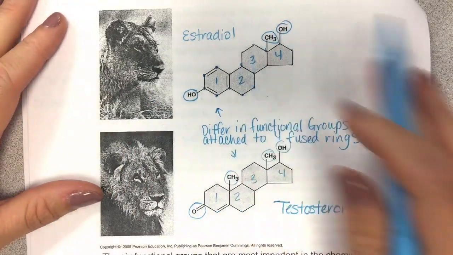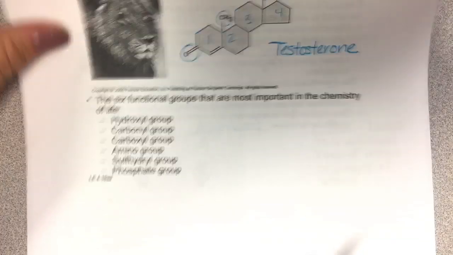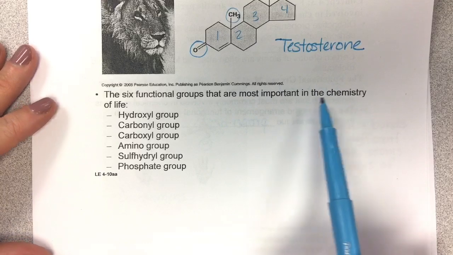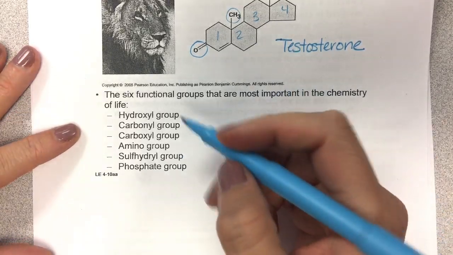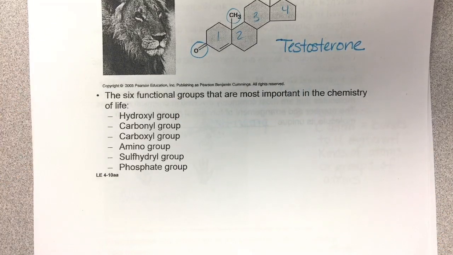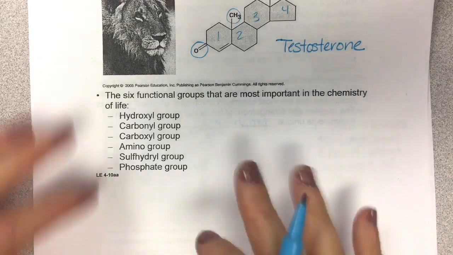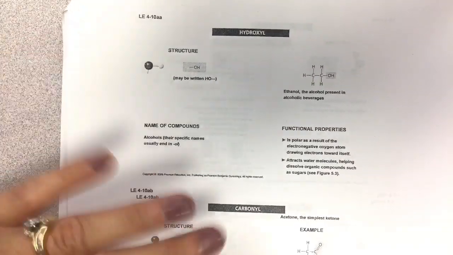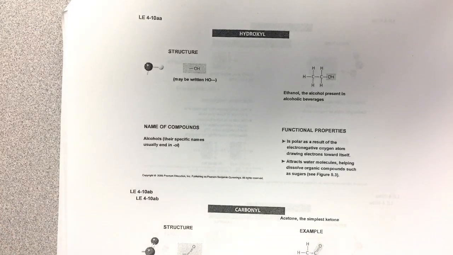So let's talk about the different types of functional groups that there can be. So here there are 6 functional groups that are most important in living things. And so these are our 6 here. And so we're going to go through each one of these. And so in this part of the notes, I just copied it from your book, and so there's actually not much to write on, and so I'm just going to talk about it here.